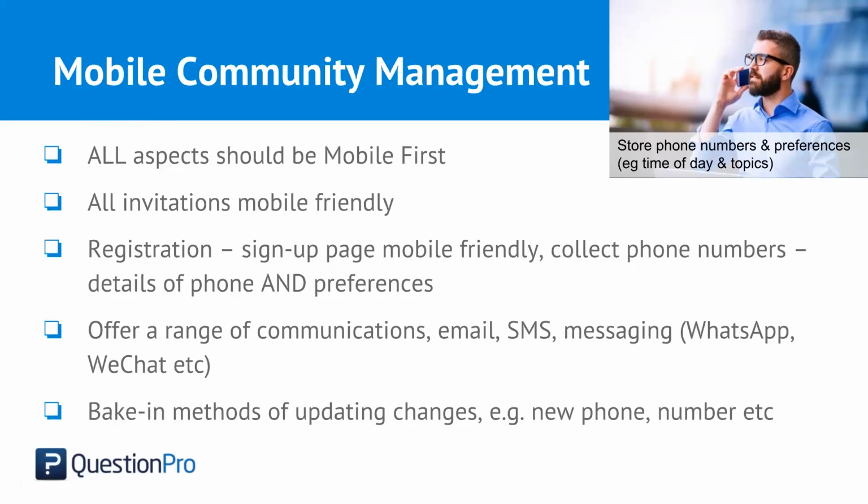Bake in methods of updating changes. Think about how somebody is going to say, I've got a new phone, this is my phone. Maybe you could partly do that by recognition, because every time you communicate with them, you will see what phone there is. You could run a background check using SQL or something like that that just checks, was the latest phone we use for that person the same as the phone we have on register? If not, we can adapt it.